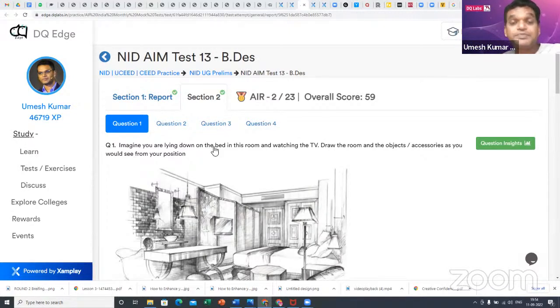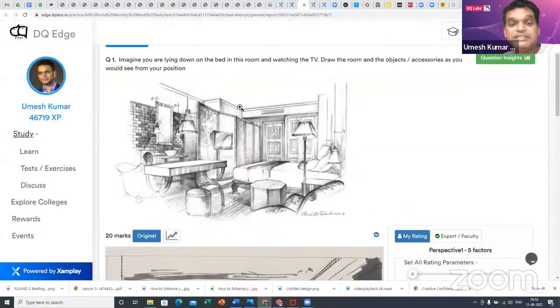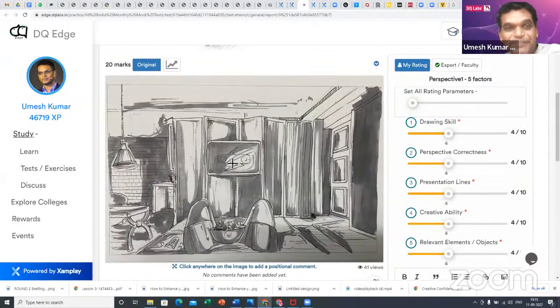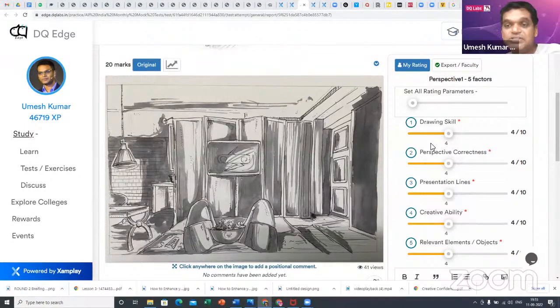All right. So we are looking at AIR number 2 by Sarah. This is the work done by Sarah. This is the interior that they have given, and this is the sketch that Sarah has done. This looks more like it's through the point of view of the person, right? That's what the question was about. Yes.